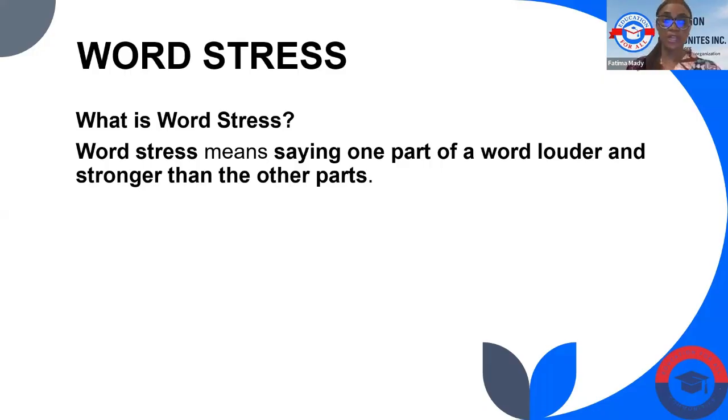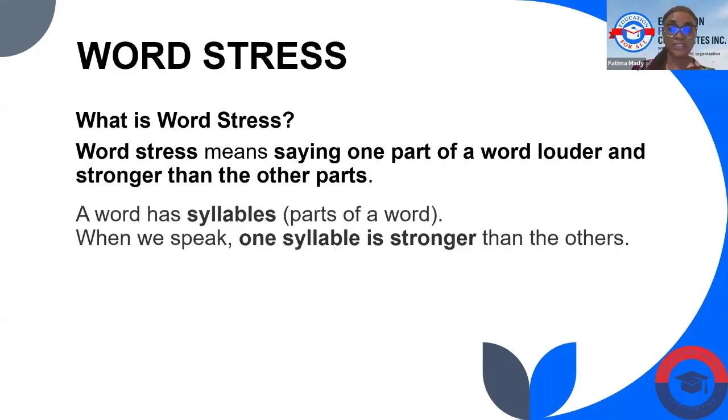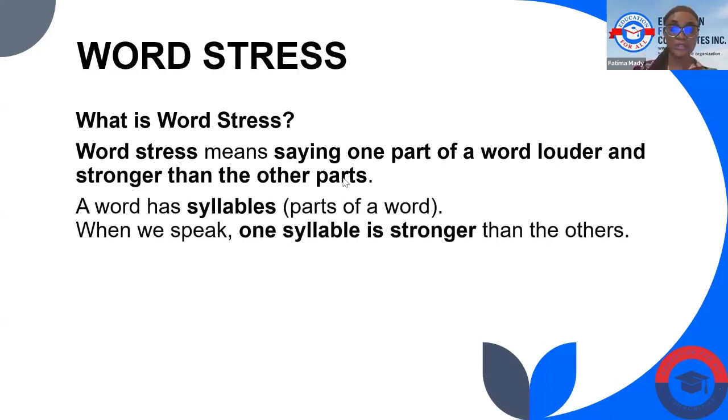Now, a word has syllables. This is what I was explaining earlier. A word has syllables, so we have parts of a word. When we speak, one syllable is stronger than the others. Have you ever noticed that when you're pronouncing a word, there is one particular part that is more pronounced, stronger than the other parts? There is always a part of the word that is stronger.